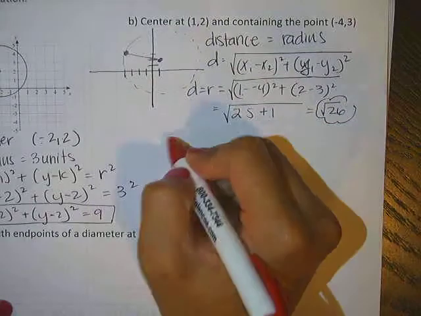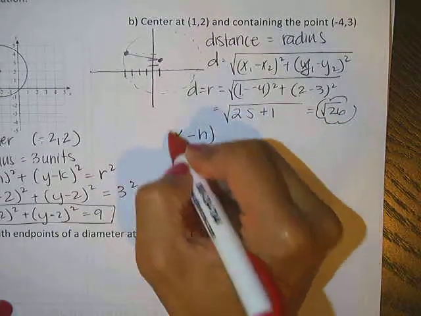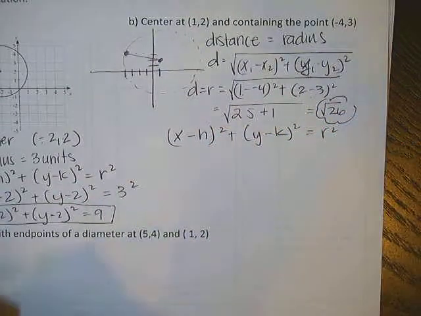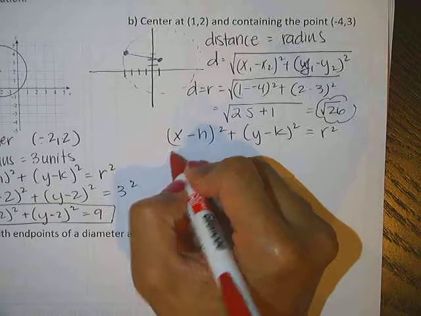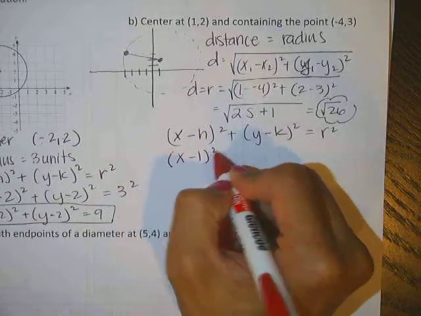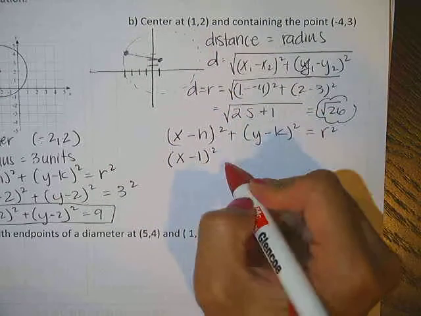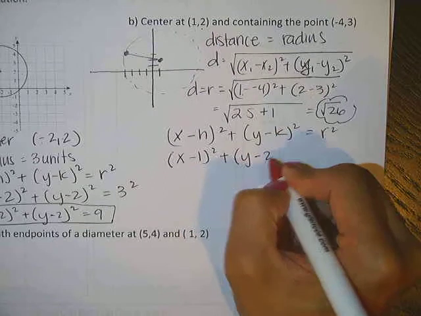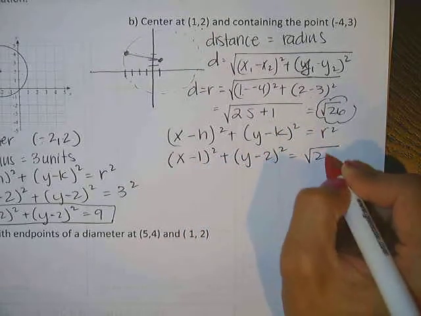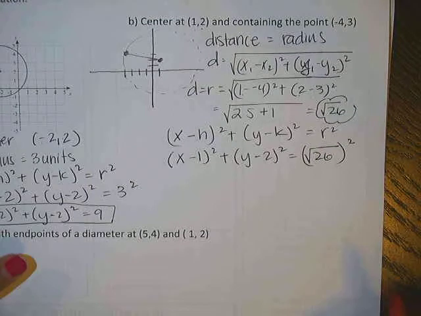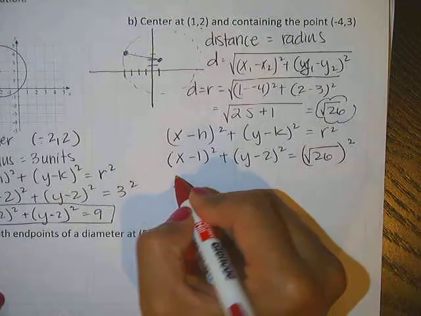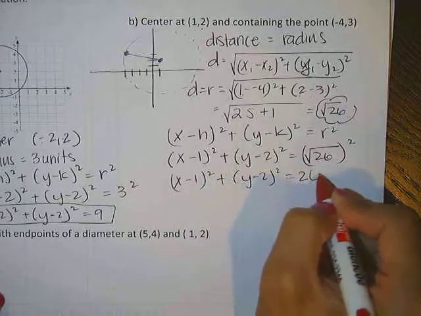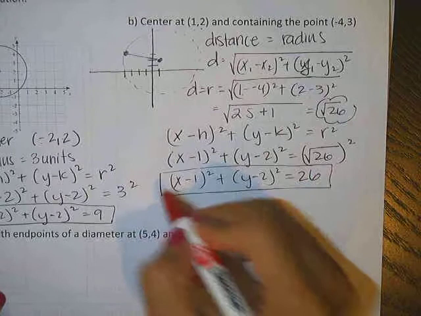So now I have to put it in standard form, which is x minus h squared plus y minus k squared equals r squared. I already know what the center is, so now I just have to put it in. X minus 1 squared, and the 1 comes from the x coordinate of the center, plus y minus k. K comes from the y coordinate, so y minus 2 squared equals square root of 26, the radius, squared. The square root and the square power are inverses of each other, so they cancel each other out. So now I just have a 26 on the right hand side.